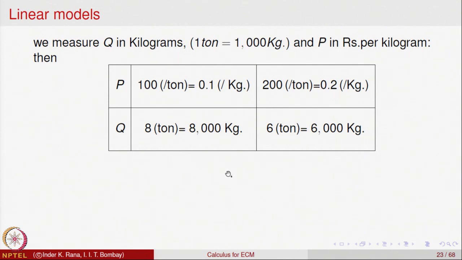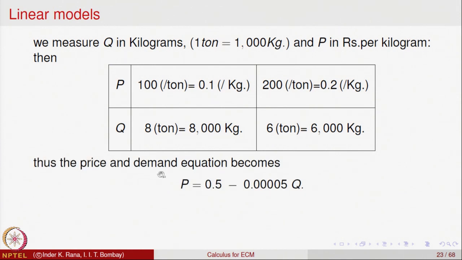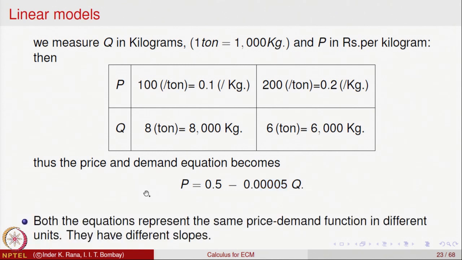Once you do that, we convert the relation. Thus, the price and demand equation becomes P equals 0.5 minus 0.00005 Q. Here Q is in kilograms and P is the price per kilogram. So, this is what the equation becomes, and you see the slope has changed, because the units have changed. Both equations represent the same price and demand function, the original also represents the same price and demand, but in different units.